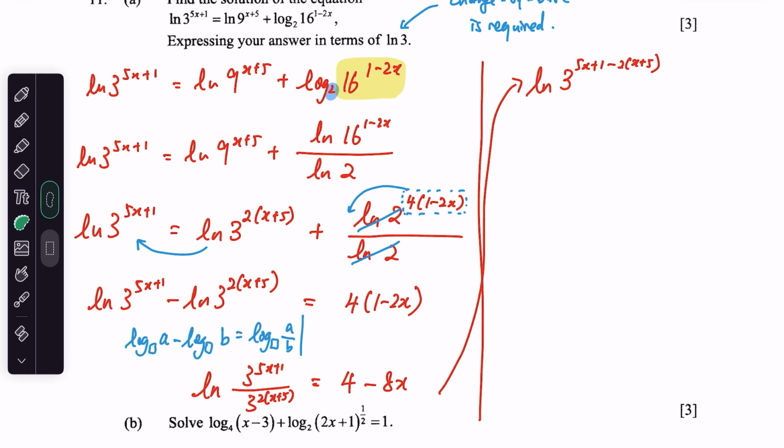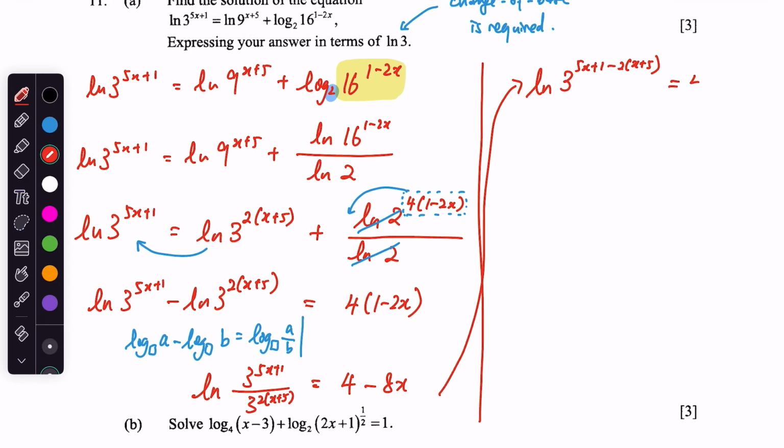Okay, yeah, I get something like that. And then the right hand side is still the same, 4 minus 8x. Okay, I have ln something equals to some number. I want to get rid of the ln.